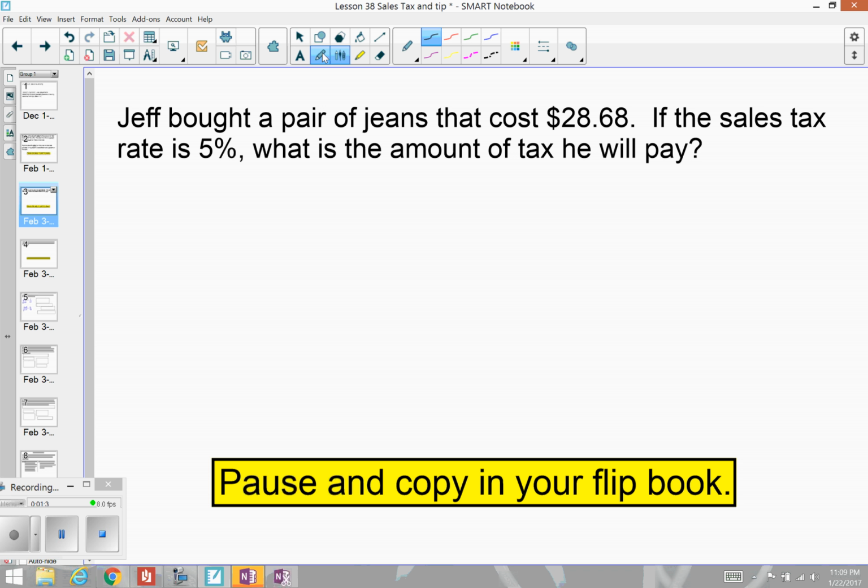Excellent. Okay, now we're going to do an example. In this example, Jeff bought a pair of jeans that cost $28.68. If the sales tax rate is 5%, what is the amount of tax that he will pay?